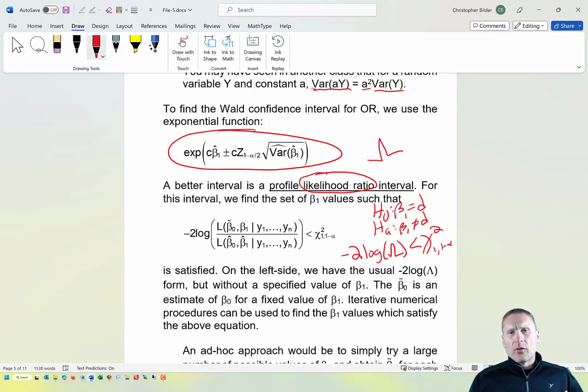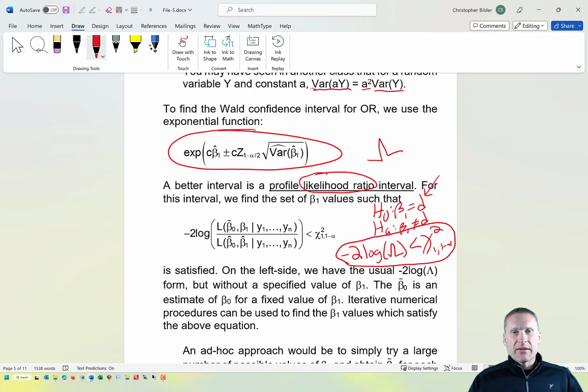Now, to invert the tests, what one would basically need to do is find all possible values of D such that my test statistic is less than that quantile from the chi-square distribution. That would give me a range of possible values of D. The smallest number in that range is the lower limit of my interval for beta 1. The largest number is the upper limit for my confidence interval.